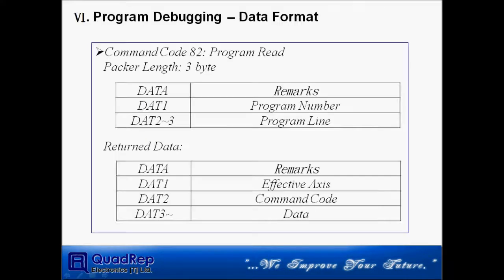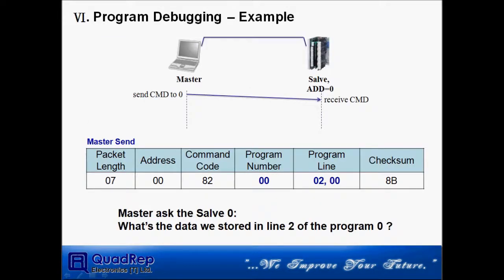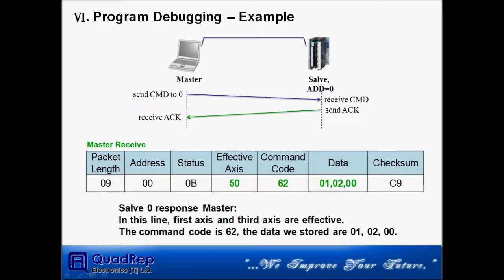Program debugging. We can debug the program with the program read command. With this command, we can know the data we stored in which line of which program. And this is an example. We send a command to ask what data we stored in line 2 of program 0. And the driver responds: in this line, the first SX and third SX are effective. The command code we use is 62. The data we stored are 01, 02, and 00.